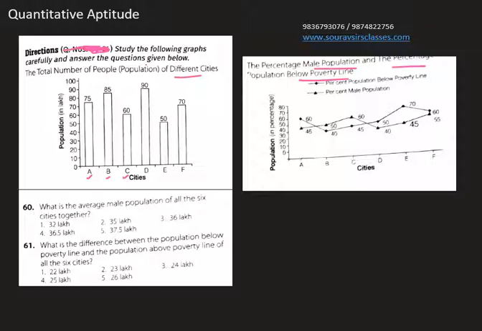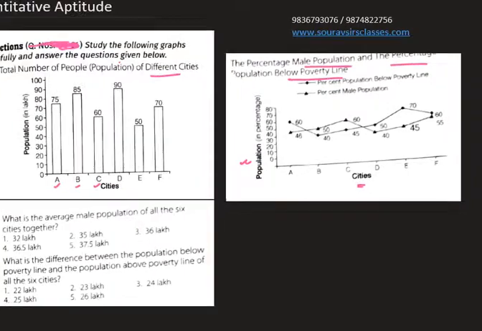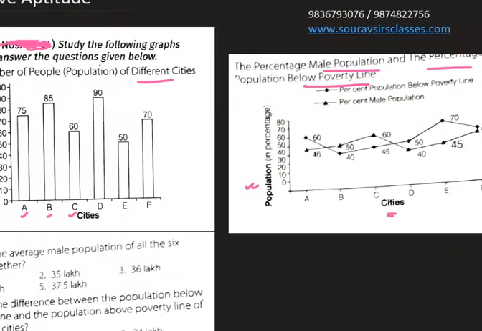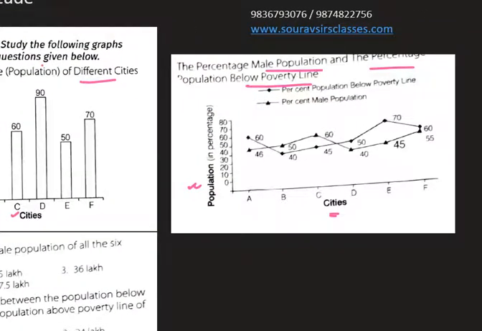And in the next graph, on the x-axis we are given the cities and on the y-axis the population in percentage. One line graph shows the percentage population below poverty line, and the other line graph shows the percentage male population.